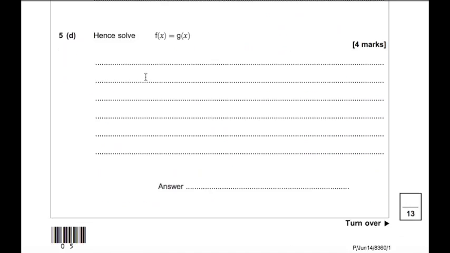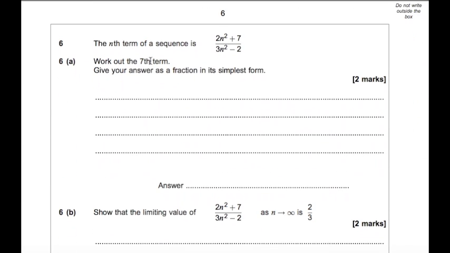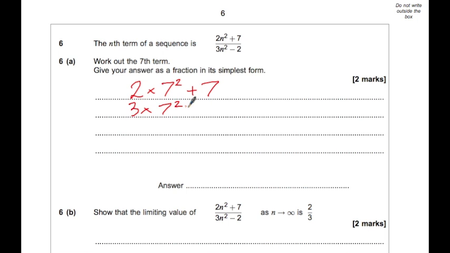Right, so on to question 6. The nth term of a sequence is 2n squared plus 7 over 3n squared minus 2. Work out the 7th term, give your answer as a fraction in its simplest form. So if we're finding the 7th term, we just literally need to sub in 7. So 2 times 7 squared plus 7 over 3 times 7 squared minus 2.